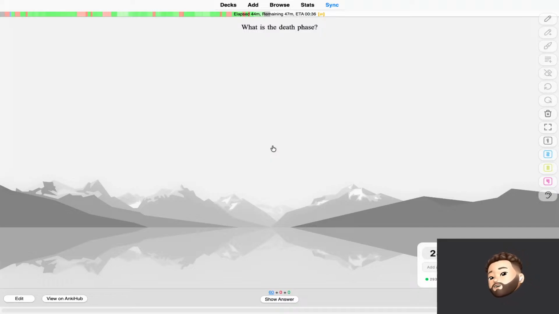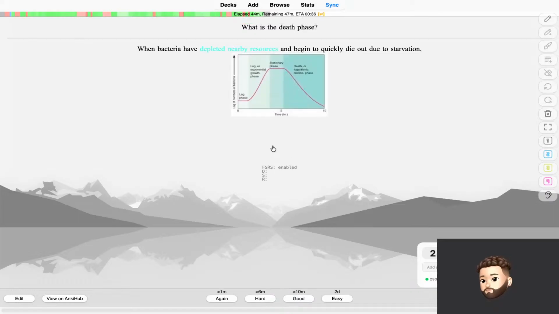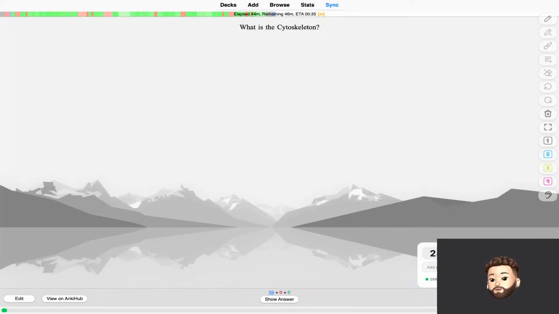What is the death phase? The death phase is when the bacteria have run out of resources and they start dying. I'm literally gonna suspend this card. Actually, no. I'll just do easy. What is the cytoskeleton? It's the structure within the cell that holds the cell together.